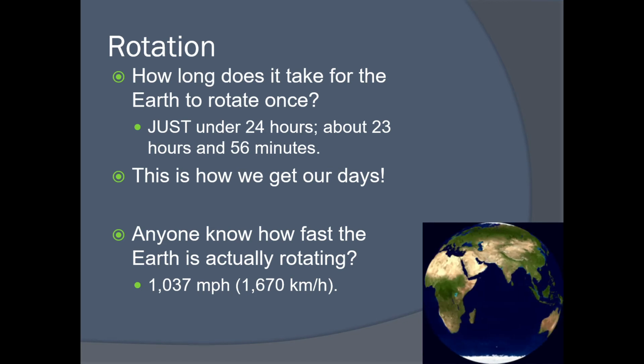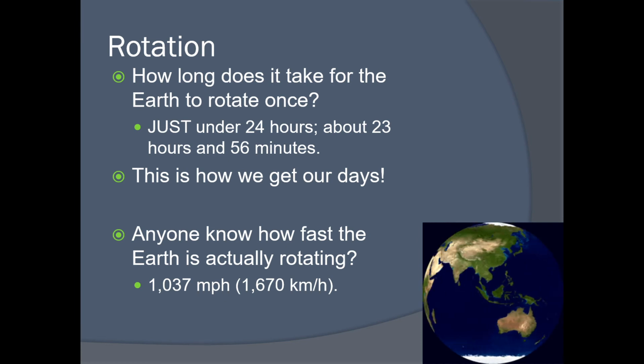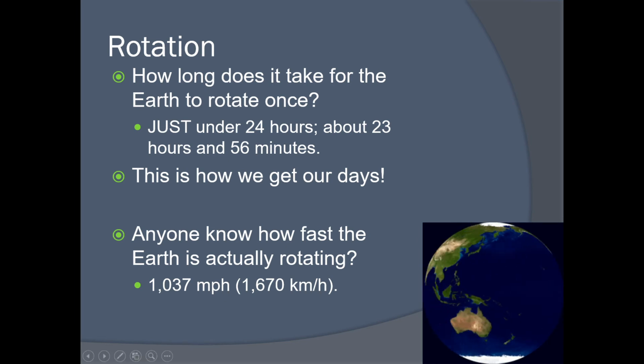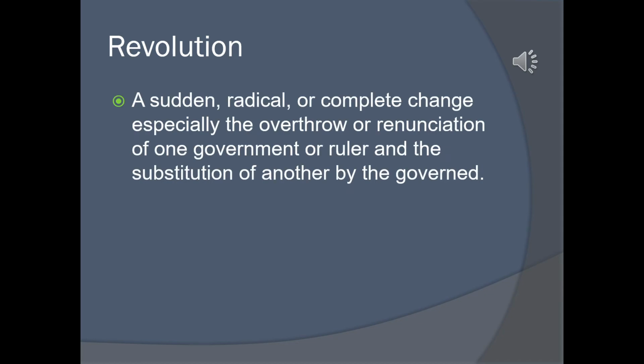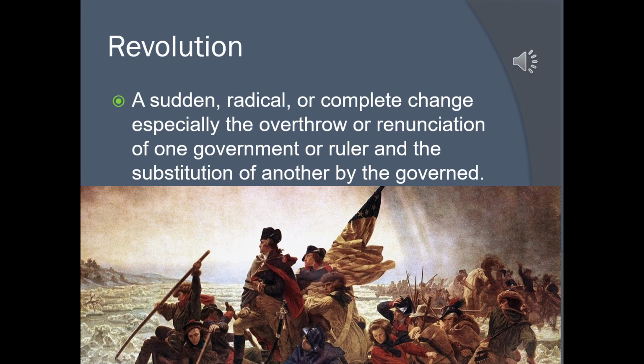We're going to move into Earth's revolution. We just talked about Earth's rotation, spinning on its imaginary axis. Then we need to talk about revolution. A revolution is a sudden, radical, or complete change, especially the overthrow or renunciation of one government or ruler and the substitution of another by the governed.